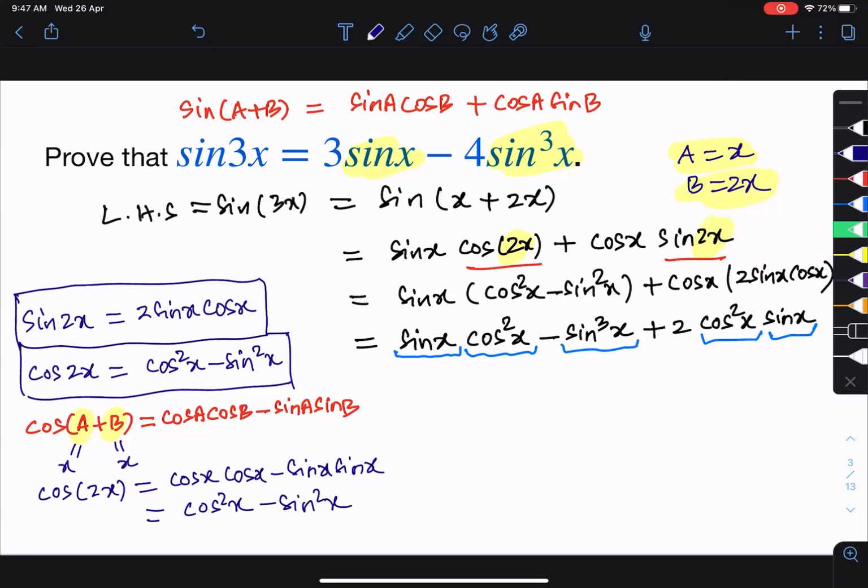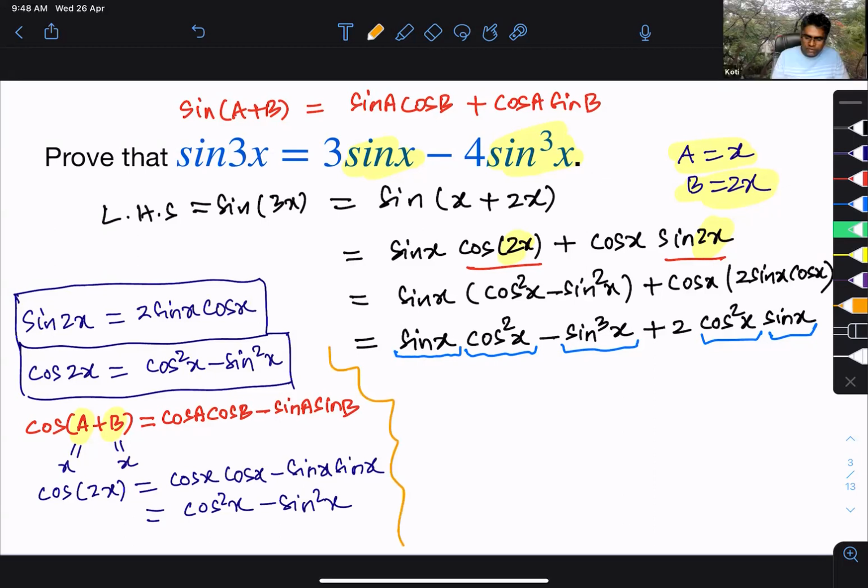You're okay? Yes, sir, got it. Okay, so that we have substituted here. What we have done here is this cos 2x, I just substituted cos square x minus sin square x. And similarly, you're okay with sin 2x? Yes, sir. And then we just substitute and open the bracket. So sin x multiplied by cos square x, we have it here. And then sin x multiplied by sin square x is your sin cube x, plus 2 times cos x into cos x is cos square x, and then you have sin x.